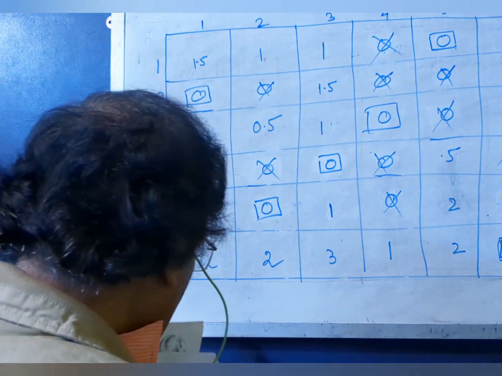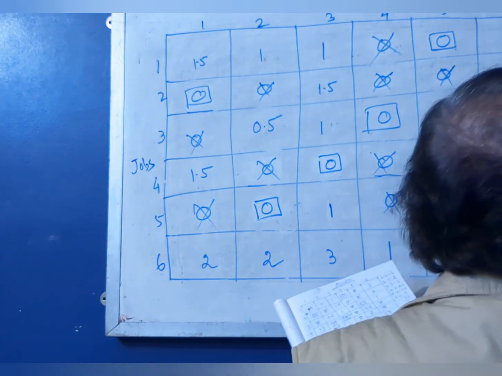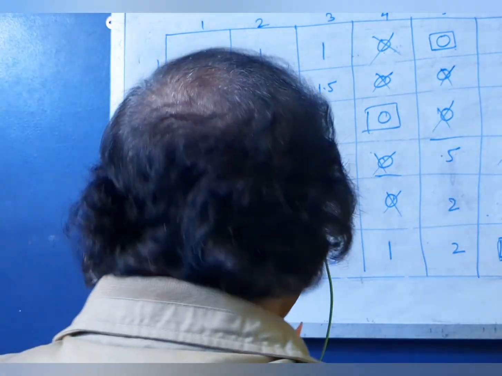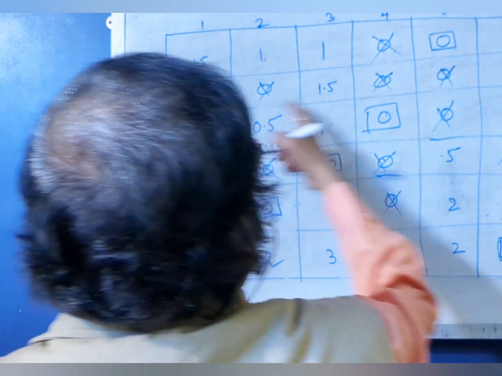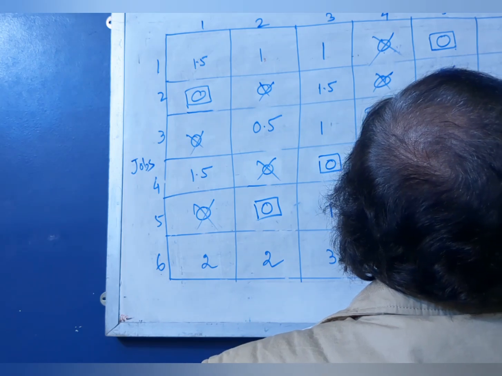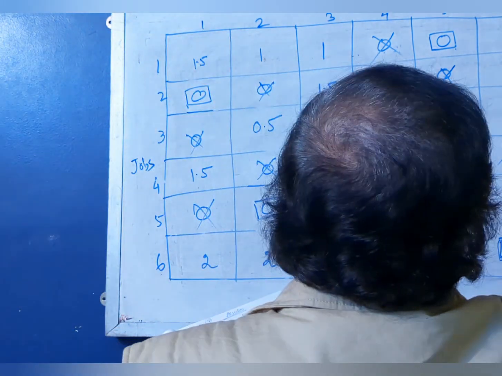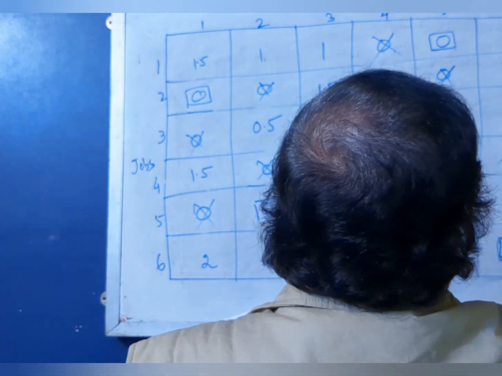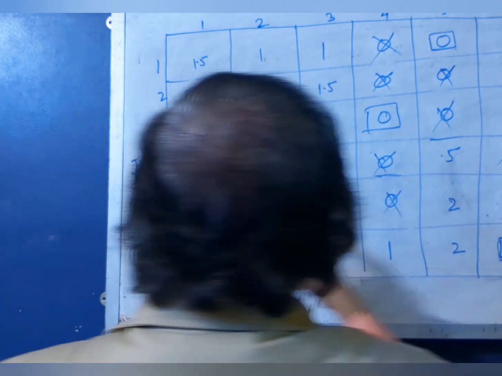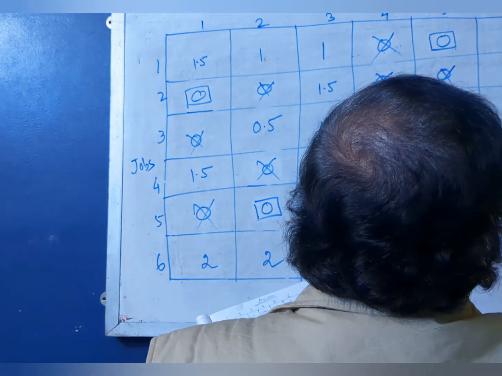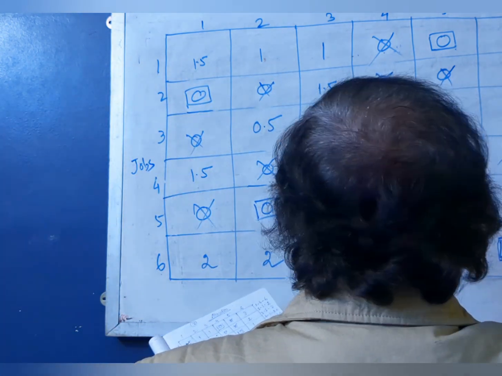Now I am going to show whether the total required minimum time is again 20 or not. This is another allocation. What is the revised allocation? Number 1 job is allocated with fifth operator. Second job is allocated to first operator. Third job is allocated with fourth operator. And fourth job is allocated with third operator. Fifth job is allocated with second operator. And sixth job is operated with sixth operator.